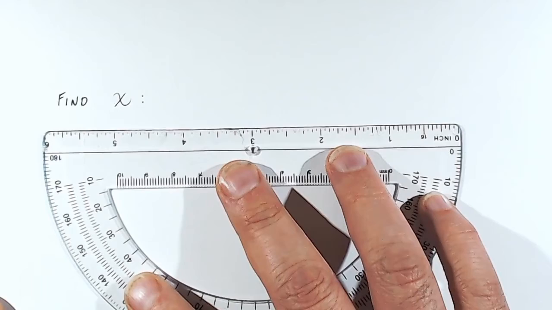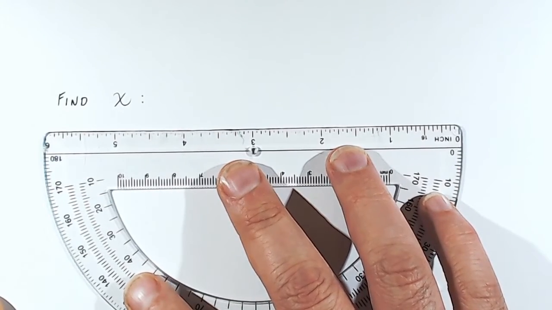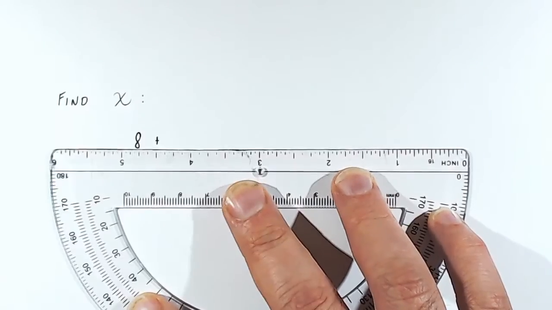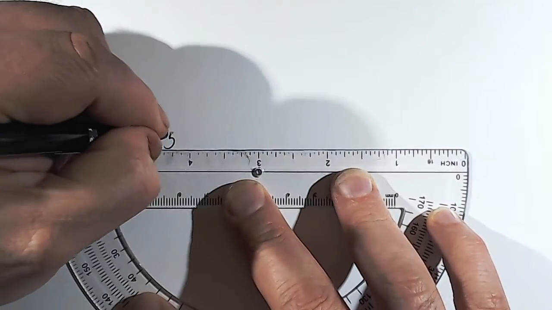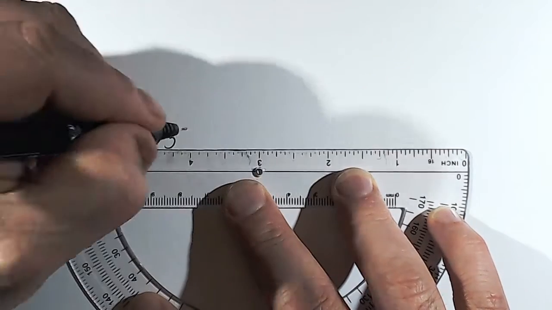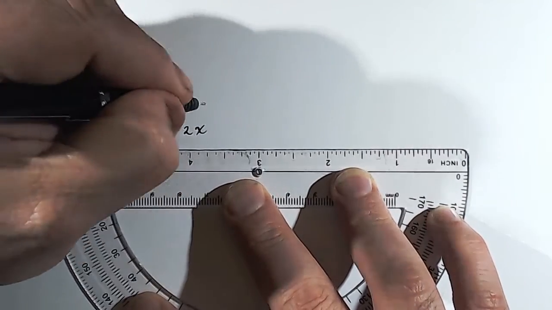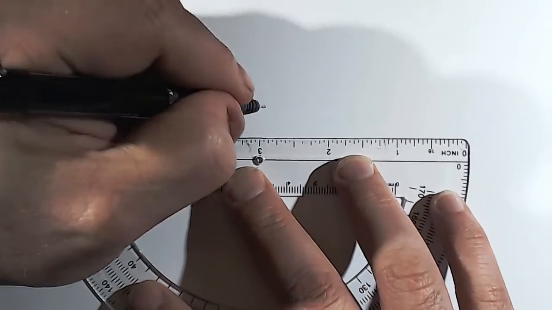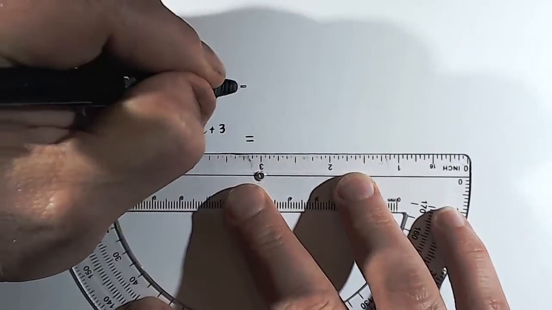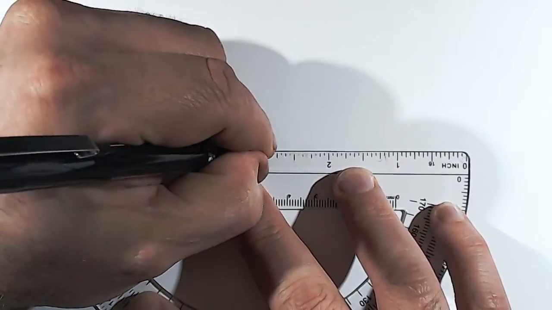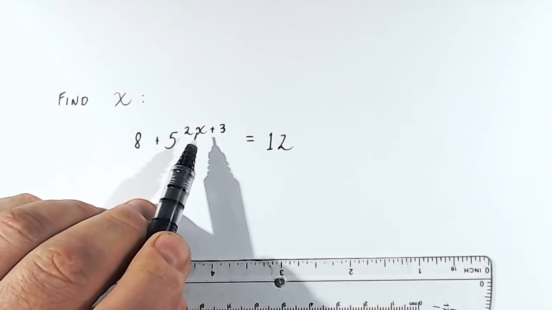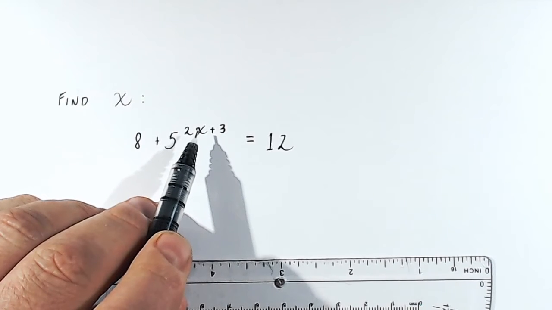Okay, so the example that I'm going to work is 8 plus 5 raised to the power of 2x plus 3, and I'm going to set that equal to 12. Okay, so this is the given information. This is called an exponential equation because there's an x up here in the exponent of that 5.